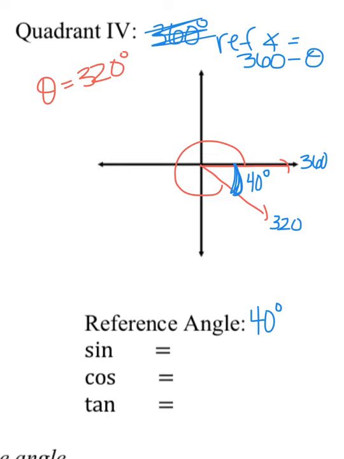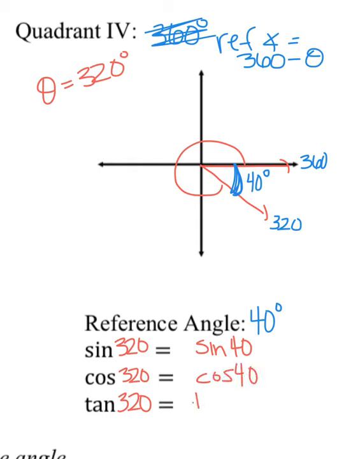So what that means is that the sine of 320 degrees, the cosine of 320 degrees, and the tangent of 320 degrees we can figure out as a function of a positive acute angle, meaning your reference angle. So the sine of 320 is the same thing as the sine of 40. Cosine 320, same thing as the cosine of 40. Tangent of 320 is the same thing as the tangent of 40.